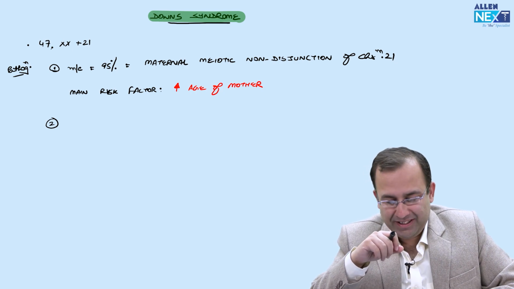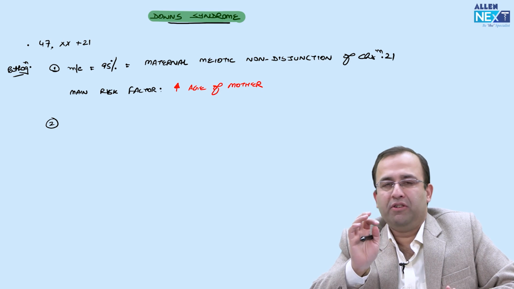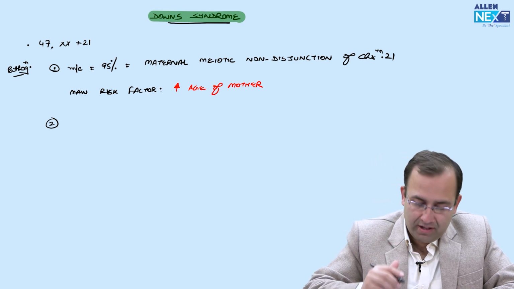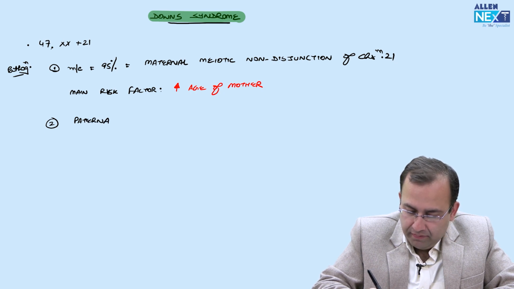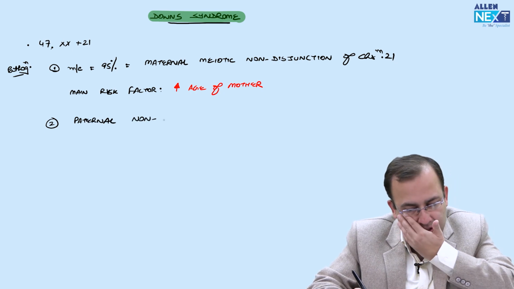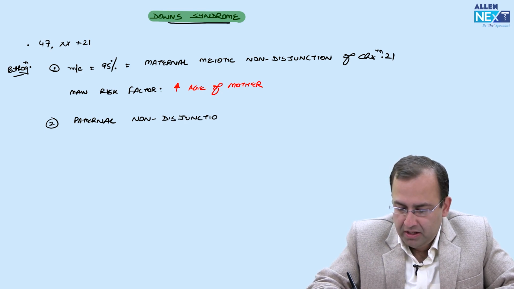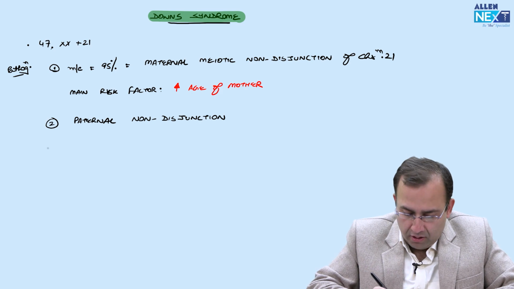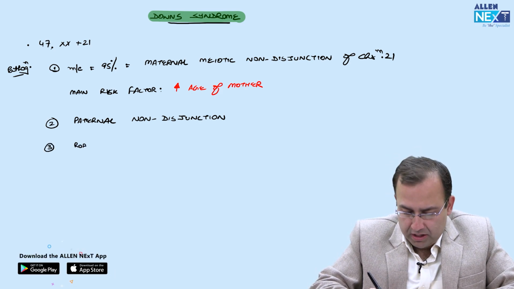Next point. Major cause of Downs is maternal meiotic non-disjunction of chromosome 21. Next, it can be paternal non-disjunction also. The father's chromosome 21 did not separate. Or it can be Robertsonian translocation.